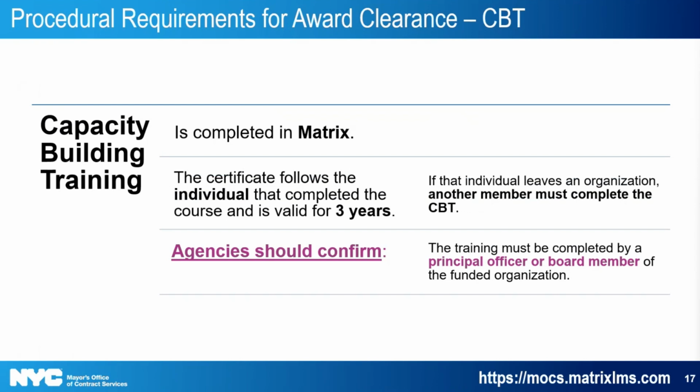Next, we will briefly review the capacity building training requirement. Completion is tracked through an organization's EIN, so providers should make sure this field is accurate when creating their matrix profile. While a certificate of completion lasts for 3 years, the training may need to be completed again if the individual who completed it leaves the organization. Agencies should confirm that training is completed by a principal officer or board member of the funded organization.